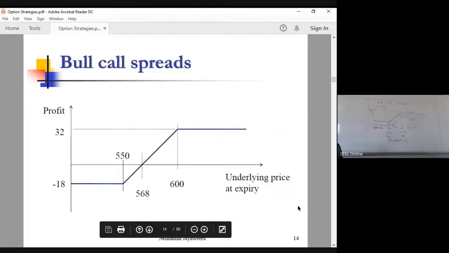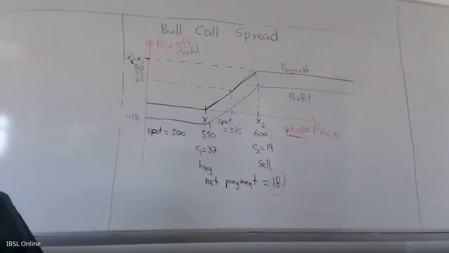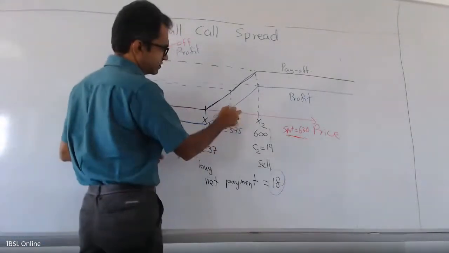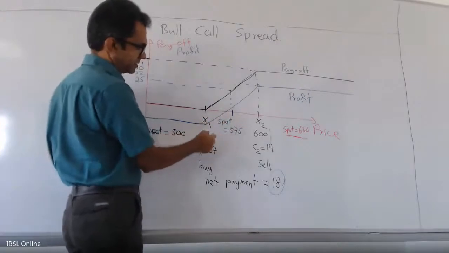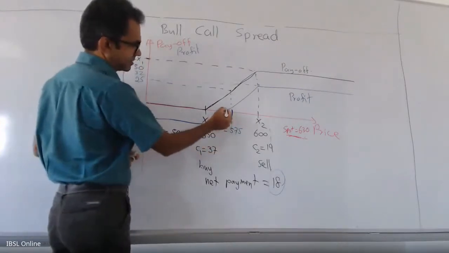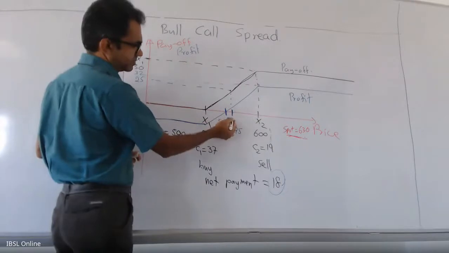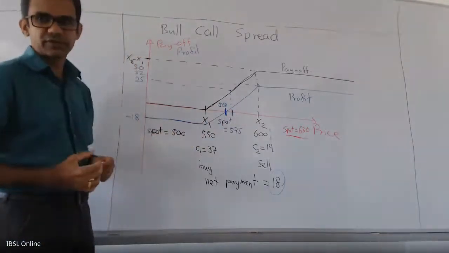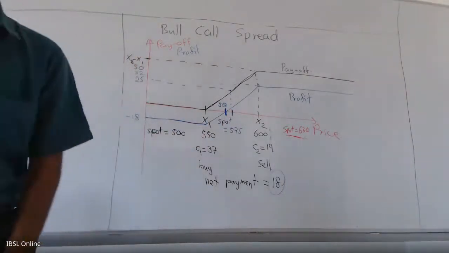So this is the diagram. In this graph, you can see this is when spot is at 575, but the break even is less than that, 568. That's the point where you get the break even.